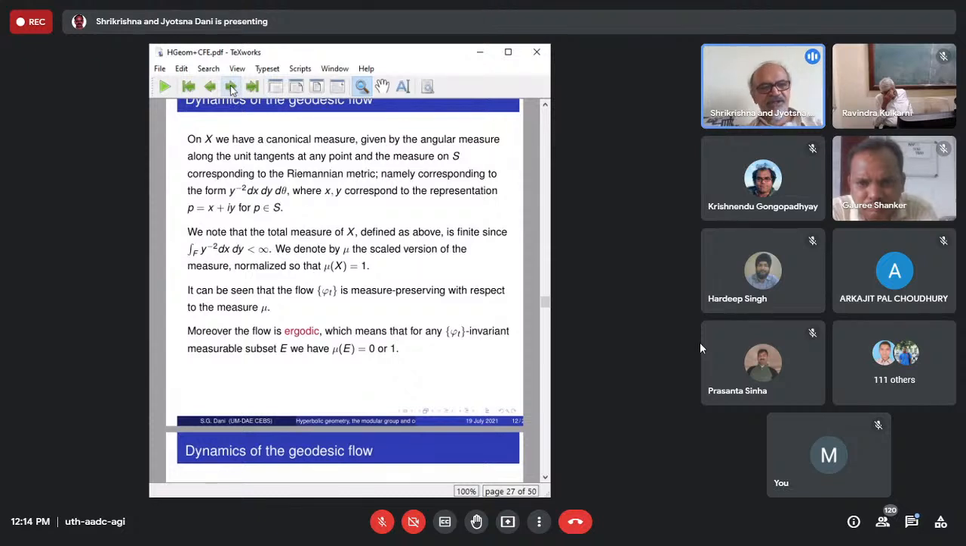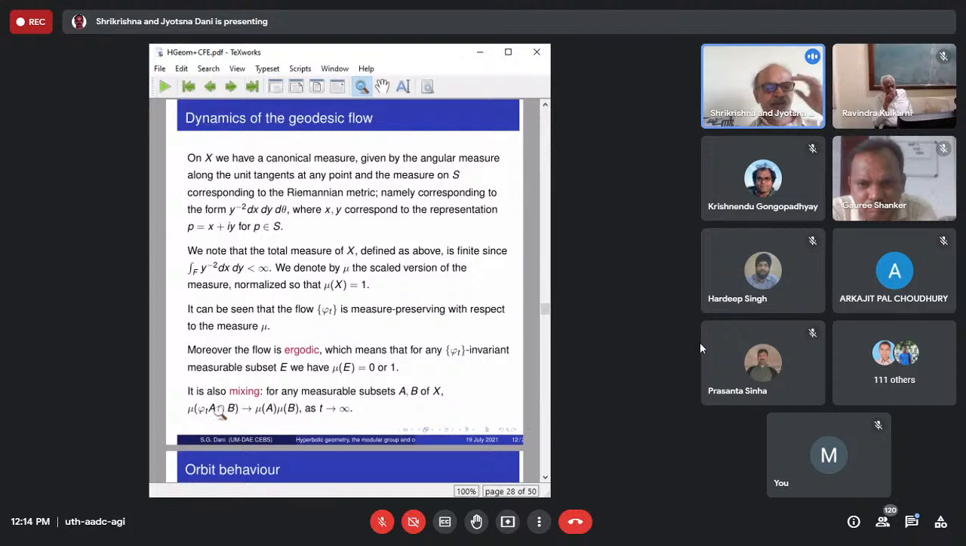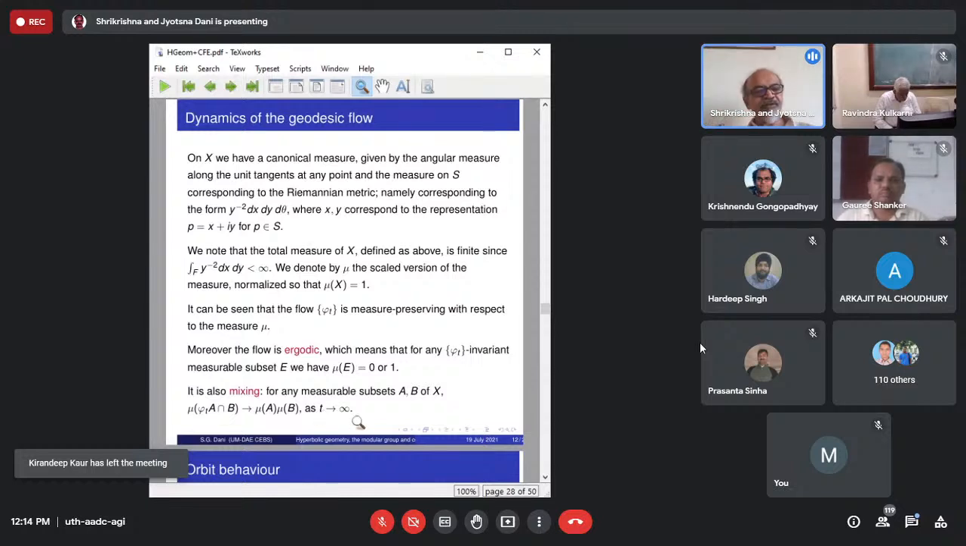And this again is going to be a further digression, but I think it may be worth mentioning here that it is also mixing. It's also a mixing flow, and what that means is, if I take two measurable subsets A and B, and apply phi t to one of them, and keep looking at the intersection for various t, and look at the measure of this. Mixing tells you that if you wait for sufficiently long time, the measure of this intersection is actually equal to the product of the measures of these two.